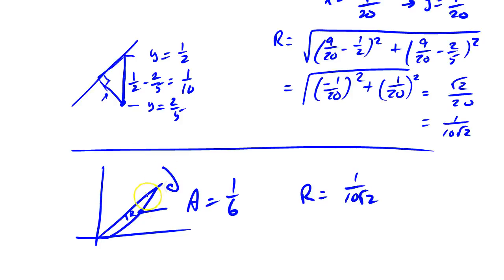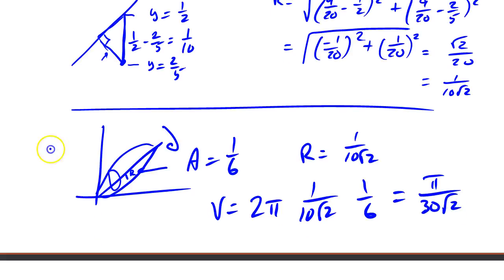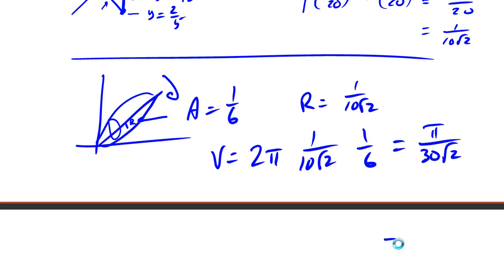So if I rotate around that line to generate this region, the volume by Pappus is 2 pi times this radius times the area. The 2 and the 10 cancel to leave a 3, so 30 radical 2 on the bottom: pi over 30 radical 2. And pi over 30 radical 2 is a pretty small number, equal to 0.074 and some change. So it's a pretty small volume, but it's a pretty small region, and it's being rotated around an axis very close to it.